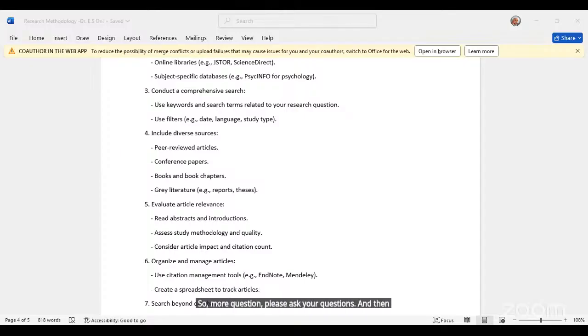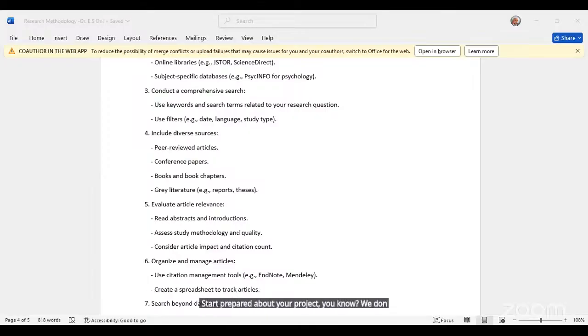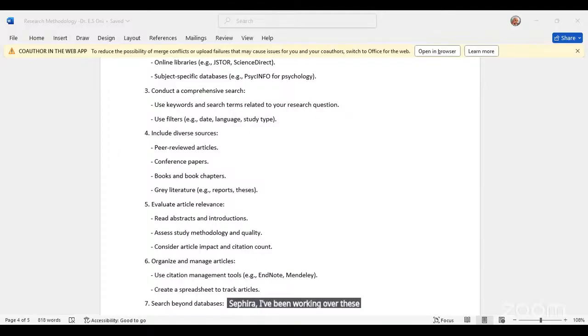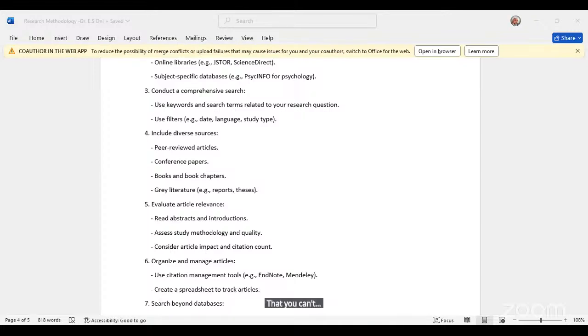And then most of the students now, please start preparing for your project. We don't want to bore you too much. Look at your benches. There's a lot of work you've done. Several things you have been working on. There's a lot of project work you've done. When you meet your supervisor, you can open the archive; you have a lot of results you are not using for anything. That is money.